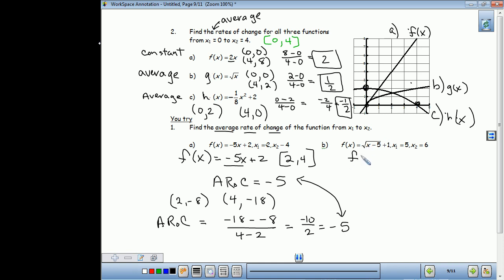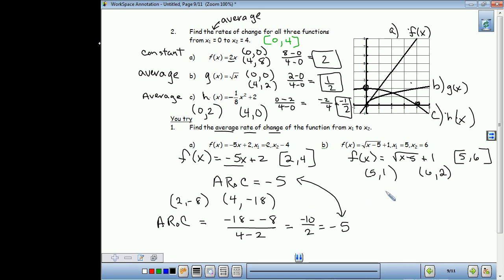Now, this second one, f of x is the square root of x minus 5, plus 1. And we're going to do this from an interval of 5 to 6. Now, this is not a line, so I can't take the shortcut. But if I plug in 5, what do I get out? What is 5 minus 5? 0. And 0 plus 1 is 1. If I plug in 6, 6 minus 5 is 1. The square root of 1 is 1. 1 plus 1 is 2.